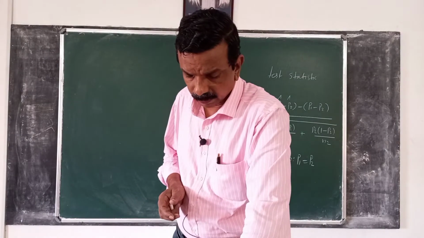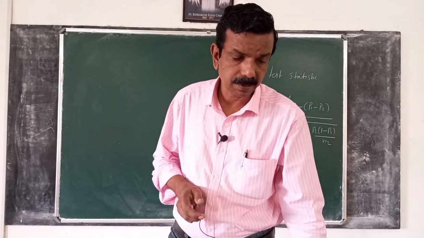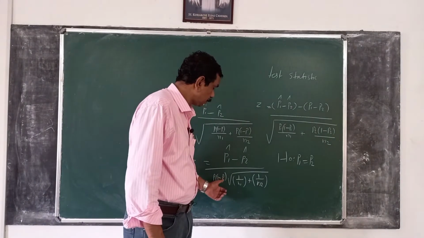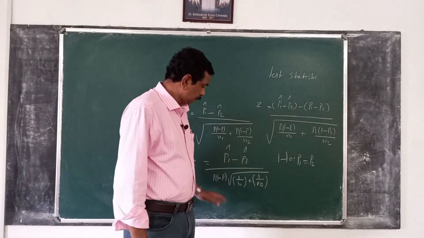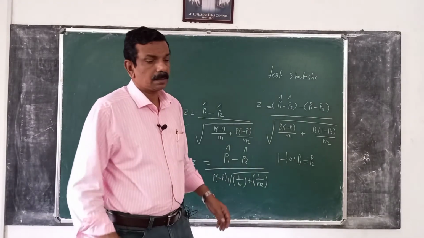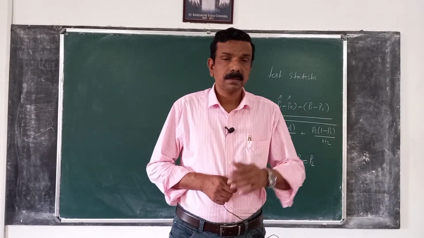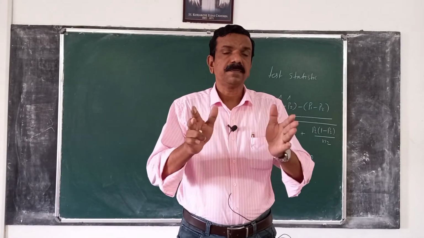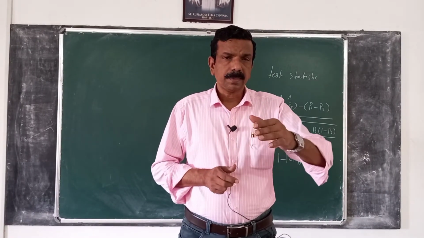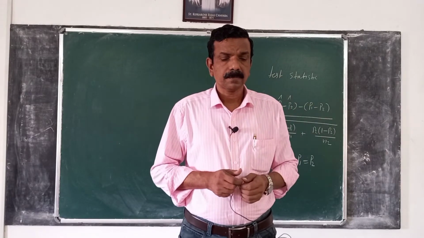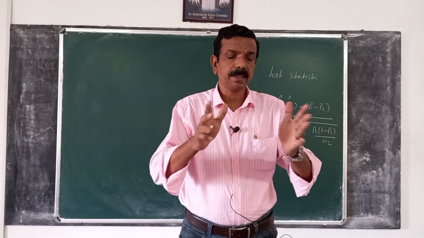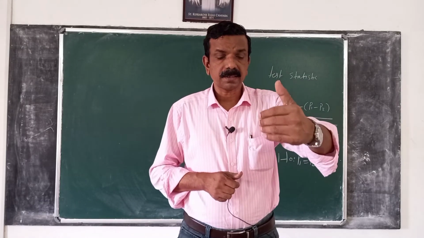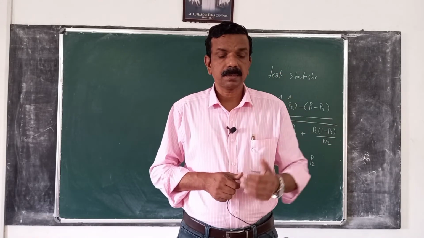Now this formula cannot be used because p is unknown. p is the population proportion, so p into (1 minus p) is unknown. So we must estimate p by using the sample information. The best estimate of p is obtained by pooling data to get the proportion of successes in both the samples combined.